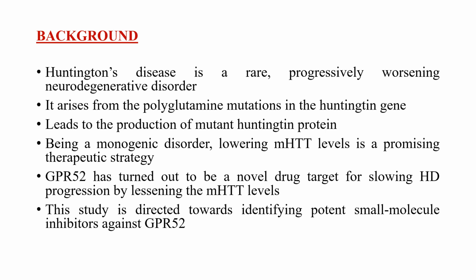The disease arises from mutations in the polyglutamine tract in the Huntington gene, which leads to the production of mutant Huntington protein. Since the disease is monogenic, lowering the mutant Huntington level seems a promising therapeutic approach. GPR52, which is an orphan G protein coupled receptor, has turned out to be a novel drug target for slowing down the disease by lowering the mutant Huntington level. Therefore, the objective of this study is to identify potent small molecule inhibitors against GPR52.